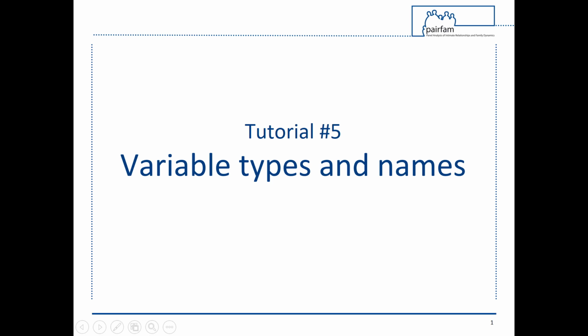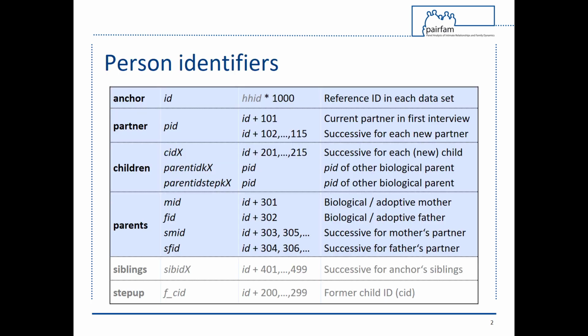This fifth tutorial covers all variable types included in the pairfam main datasets and explains their naming convention. What are person identifiers? The identifiers are identification variables for the anchor and alternate respondents. Each respondent was assigned a unique identifier in their first wave of participation that remained unchanged throughout the panel.